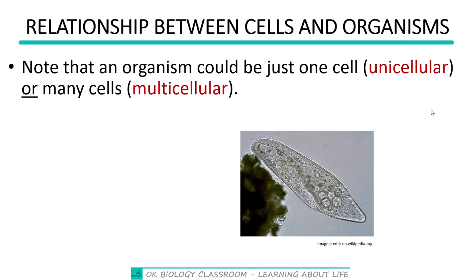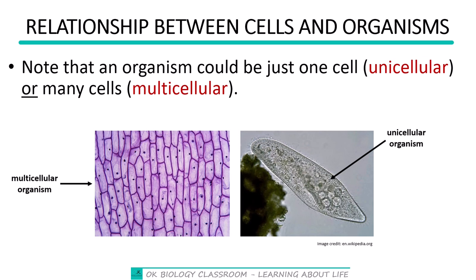Right. This is an example of unicellular organism. It is paramecium. This paramecium is able to carry out all the life processes by itself. So whether nutrition, respiration, excretion, movement, irritability, reproduction, growth, it carries out all these life processes by itself. So yeah, unicellular organism. We have looked at a multicellular organism already by the example of the onion.